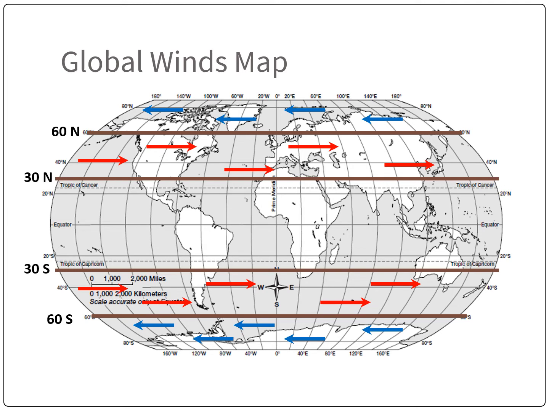So after you draw your arrows moving from the east to the west, again, somewhere between 60 and 90, I want you to label that polar easterlies. Pause the video so you can get all of that done.